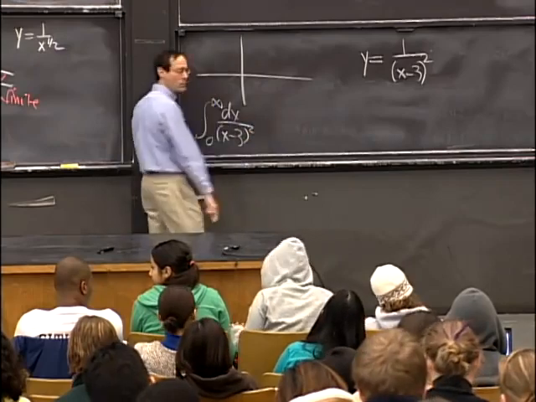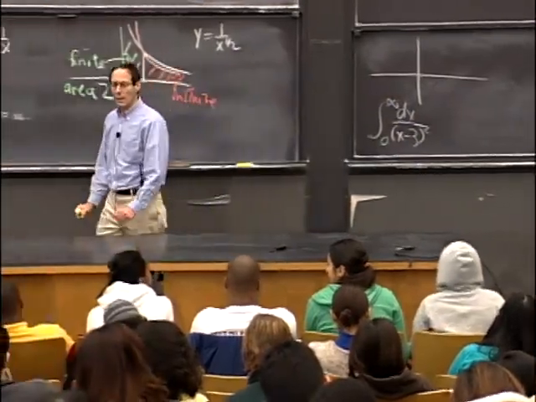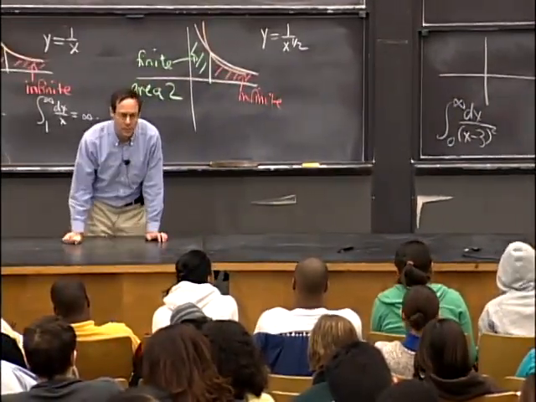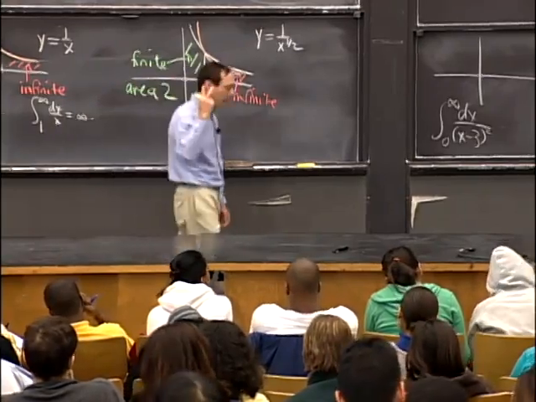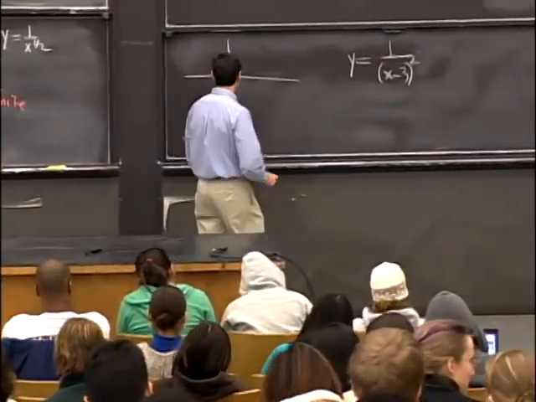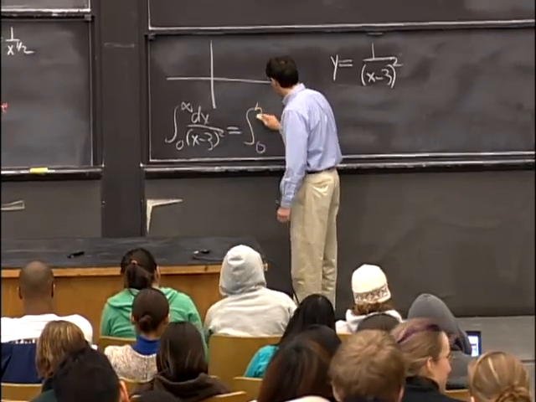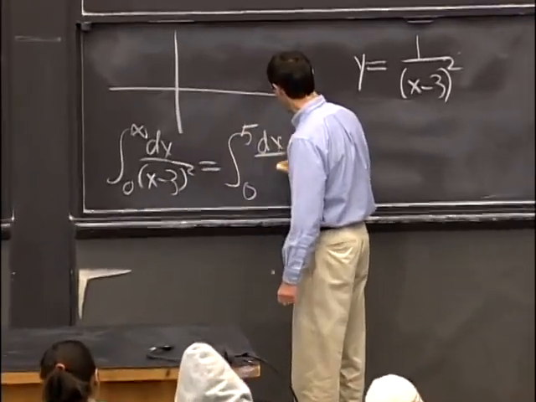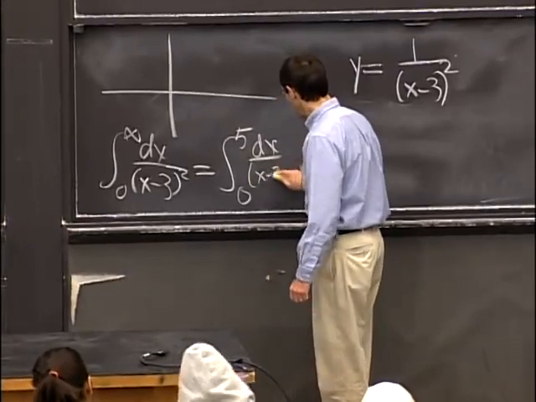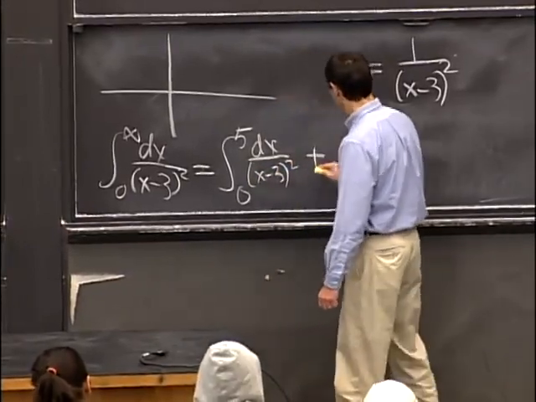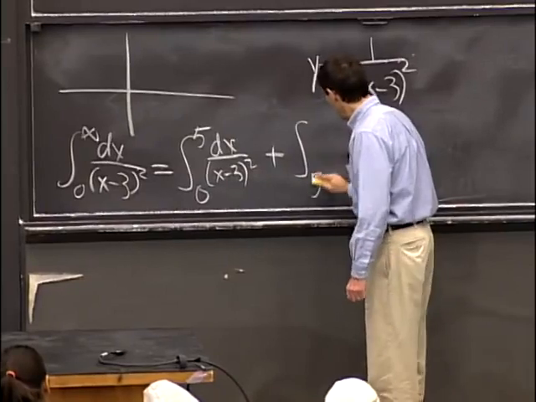And suppose you were faced with this integral. In order to understand what it's doing, you have to pay attention to two places where it can go wrong. We're going to split it into two pieces. I'm going to say, break it up into this one here, up to 5, for the sake of argument, and say from 5 to infinity.